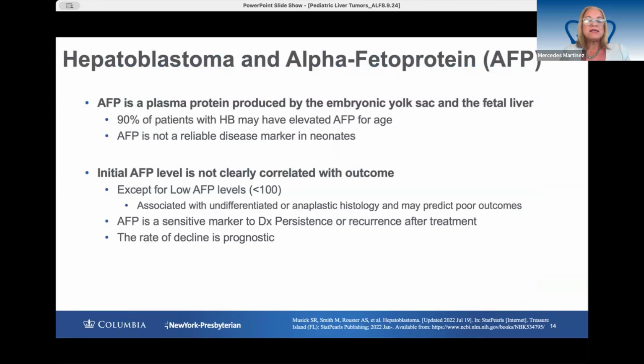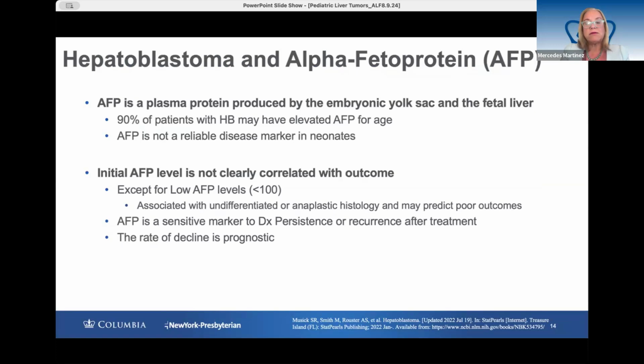Alpha-fetoprotein, this plasma protein that is produced by the embryonic yolk sac and fetal liver, is attached to the diagnosis of liver cancer. This is because 90% of children with hepatoblastoma have elevated alpha-fetoprotein levels above the expected value for their age. Alpha-fetoprotein might not be a reliable marker in early infancy because, as I said, it's made in the yolk sac and by the fetal liver. Then at birth, these patients have very high values.